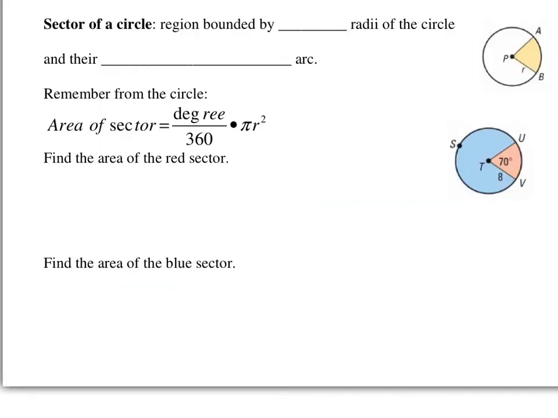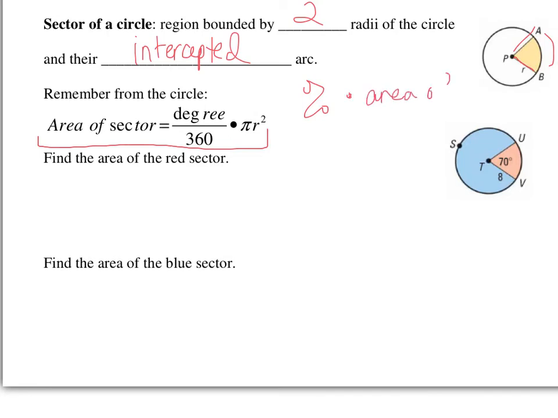So the sector of a circle is a region bounded by 2 radii, so 2 radius segments, and their intercepted arc. And the intercepted arc would be my arc AB. So this is the same equation that I had written down on my circle, so it's taking a certain percentage of the area of my circle. So that's where this part comes from. Here's my percentage, and here's my area of a circle. So then I want to look for the red section. So if you look on the side, that's my red part right here.